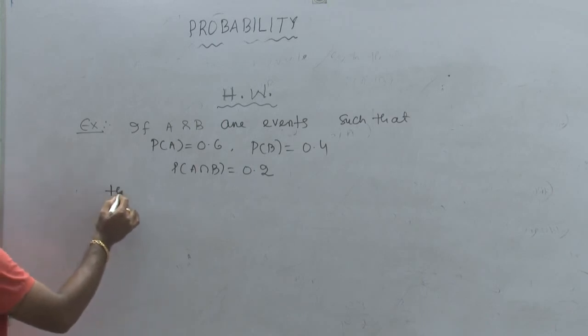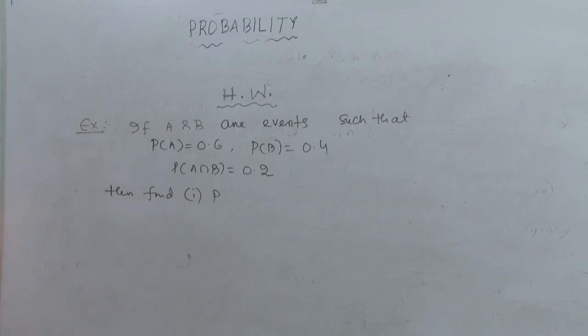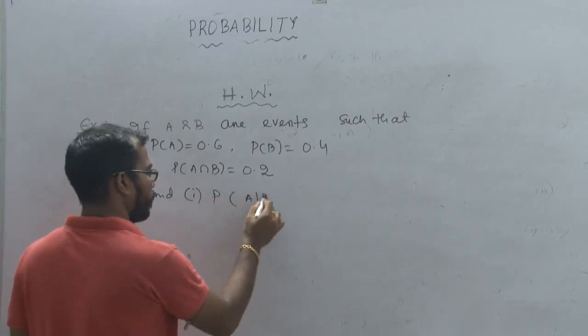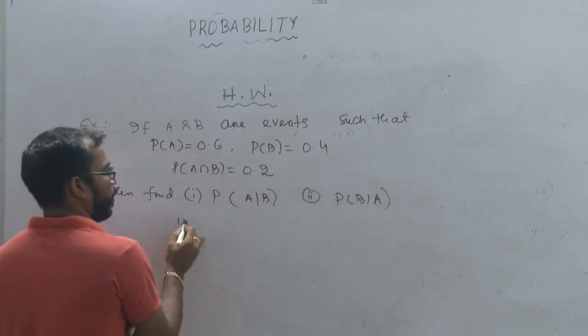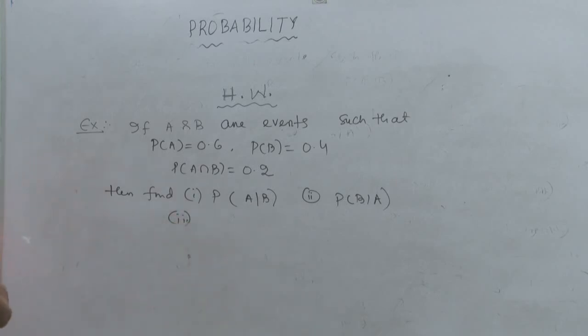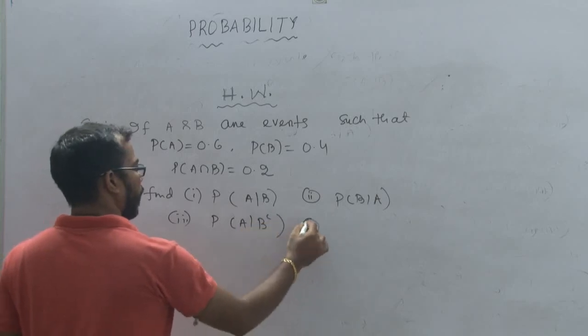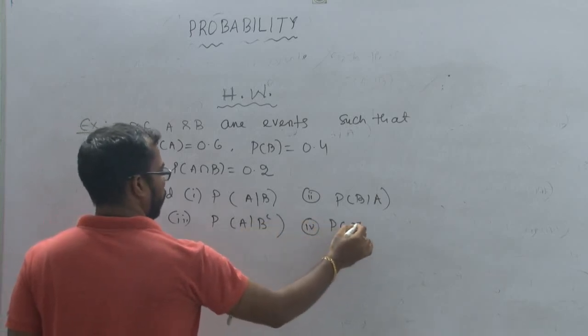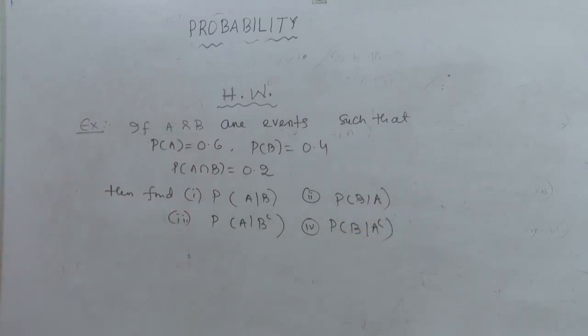Then find probability of A by B, probability of B by A, and third one is probability of A by complement of B, and fourth is probability of B by complement of A. So this is your homework that you can do.